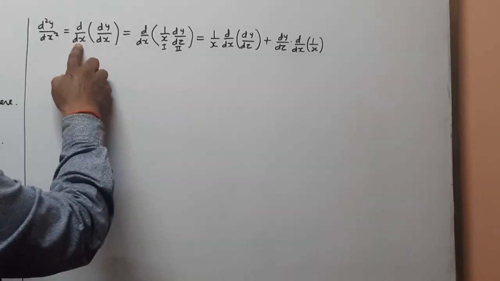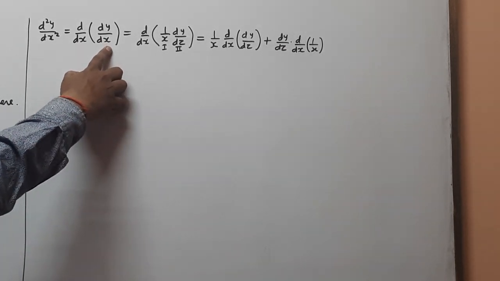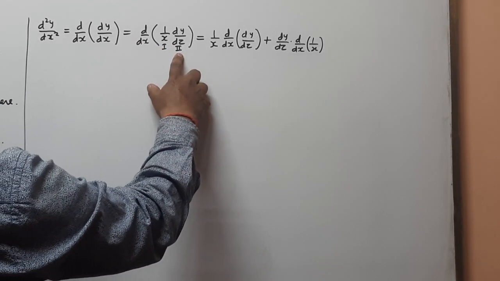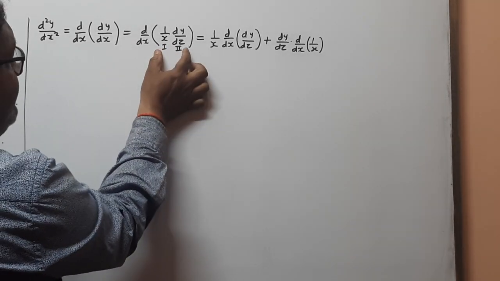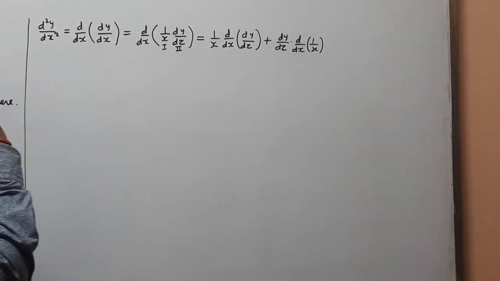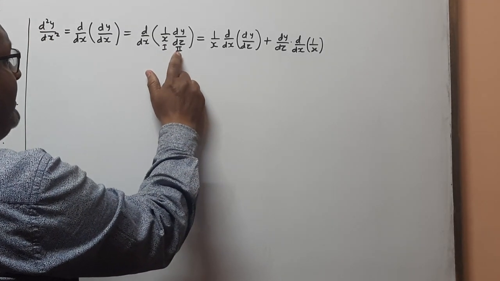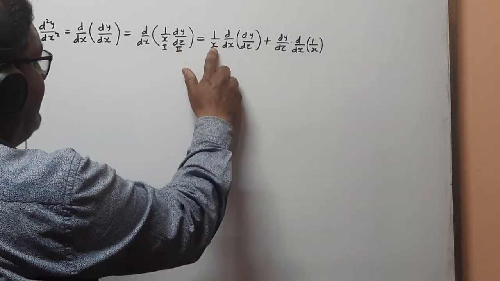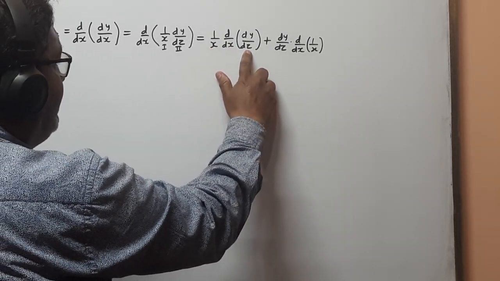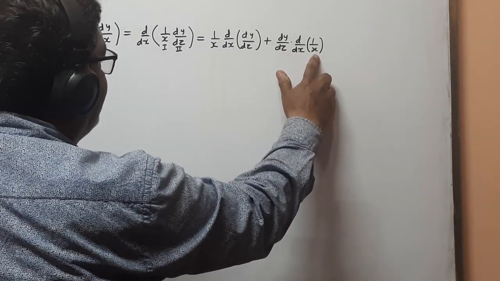d2y by dx2 can be written as d by dx of dy by dx, and dy by dx, you know that dy by dx is equal to 1 upon x times dy by dz. Now we differentiate this with respect to x, using the formula for differentiation of a product of two functions. So we suppose that 1 upon x is the first function, dy by dz is the second function. So first we write the first function, that is 1 upon x, then d by dx of the second function, that is dy by dz, plus the second function dy by dz, then differentiation of the first function, d by dx of 1 upon x.